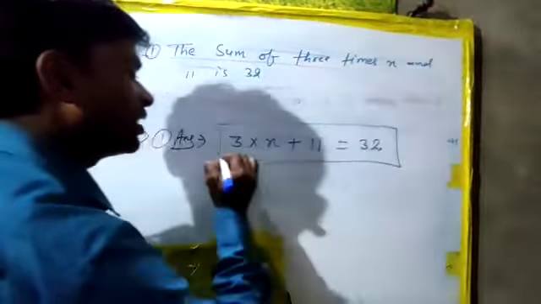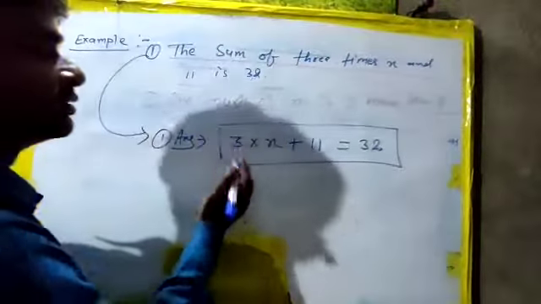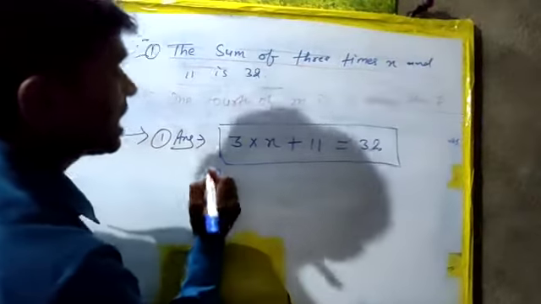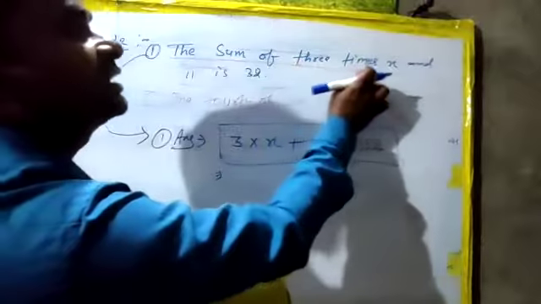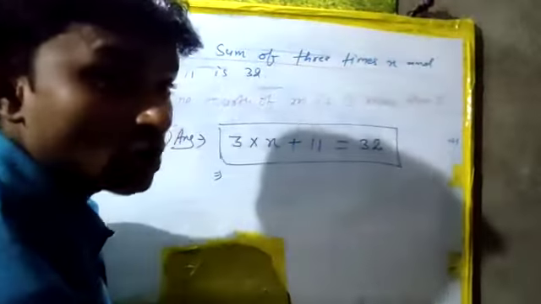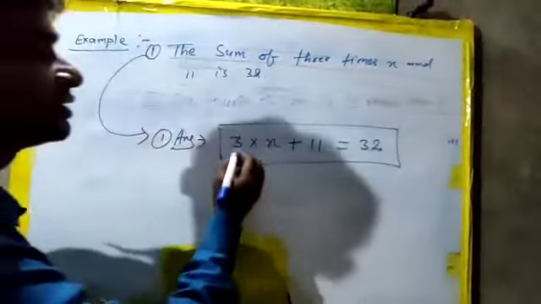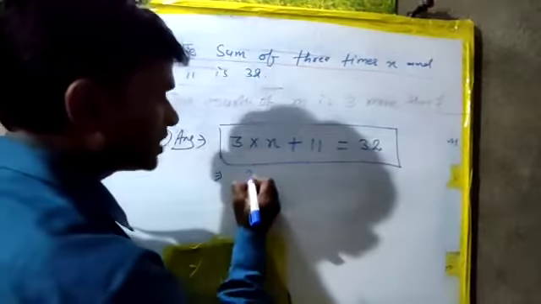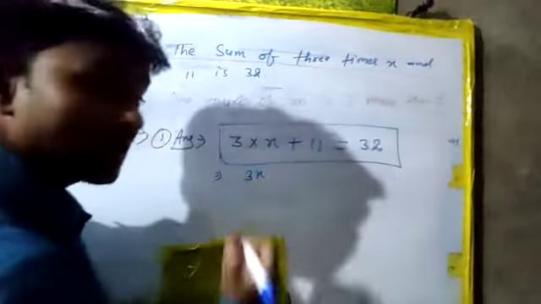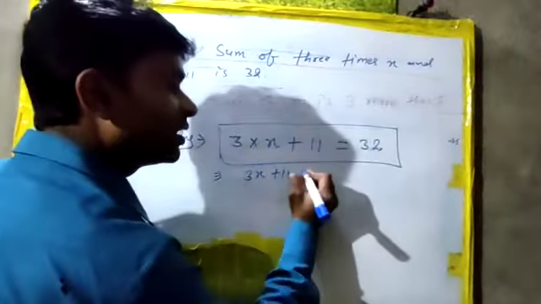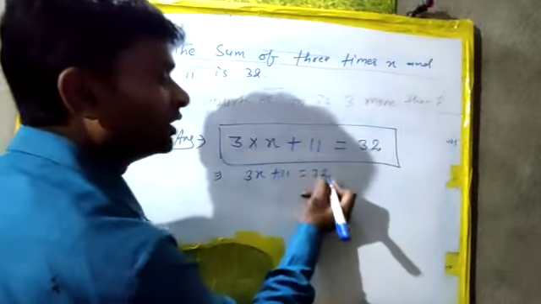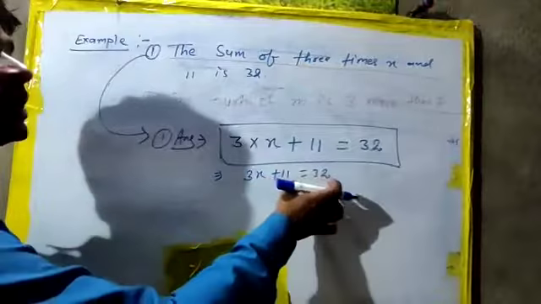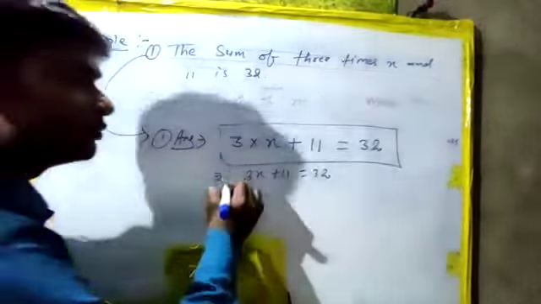Finally, what we have made here is the sum of 3 times x, whose value is not given. So we can say 3 times x, 3 into x, and we can write it in this form also: 3x plus 11 is equal to 32. So this is called an equation. Okay, this form we have made.